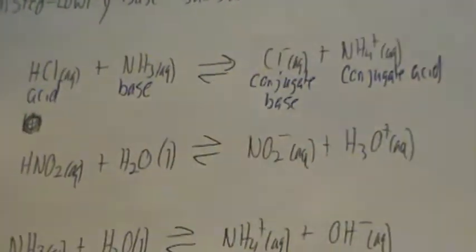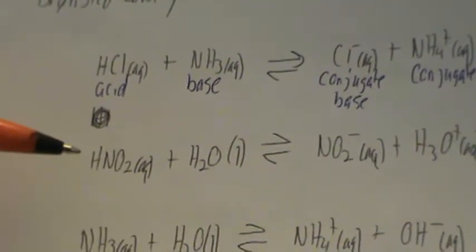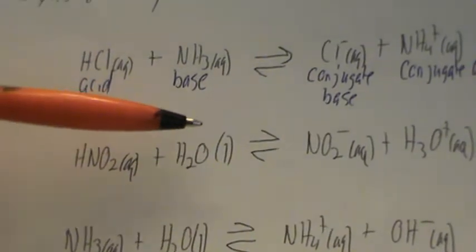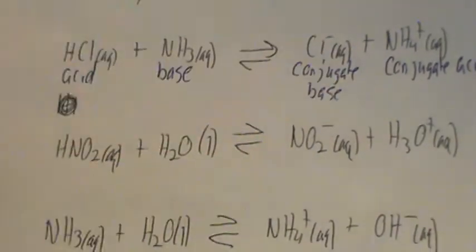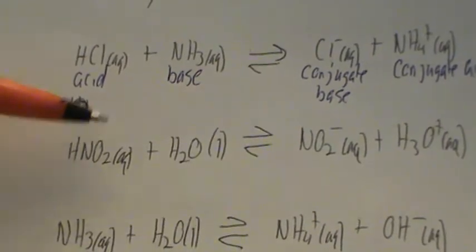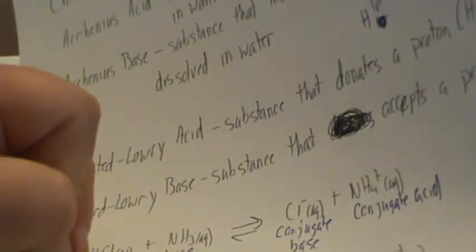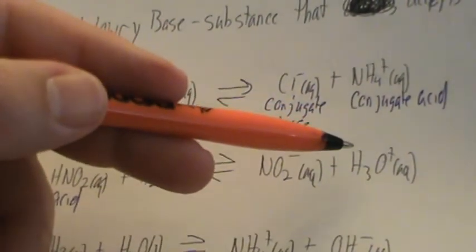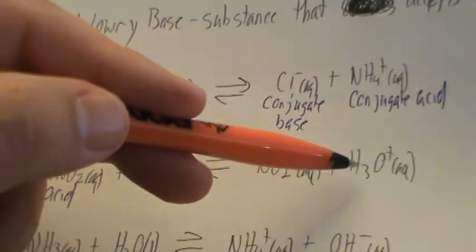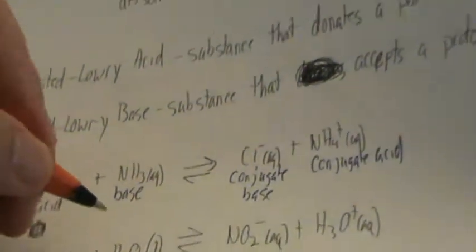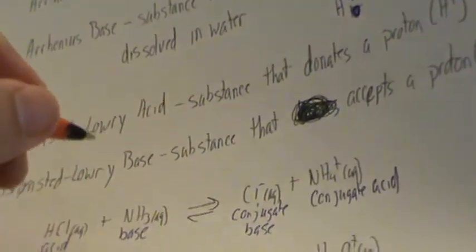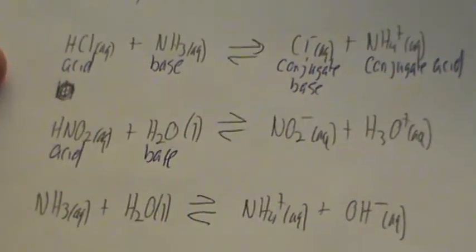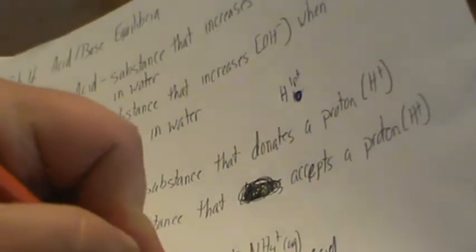Let's look at another example. So we have nitrous acid reacting with water to give us nitrite ion and the hydronium. So HNO2 goes to nitrite, so it is the acid. Water goes from H2O to H3O plus, and this is called the hydronium ion. I have that on the other side of the notes. So this is going to be our base. Now the nitrite ion, that is our conjugate base. And the hydronium ion is going to be our conjugate acid.